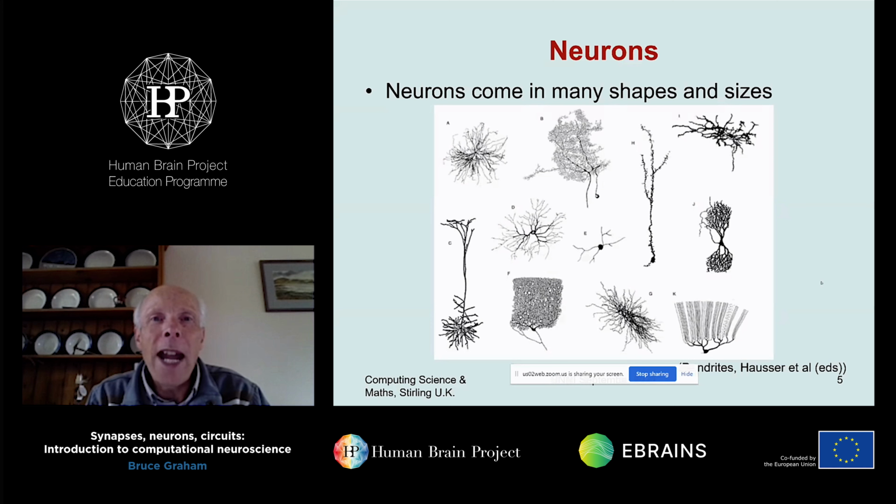So I'll start then by actually looking at individual neurons before we finally look at networks. And if you haven't seen lots of different neurons before, this picture illustrates that neurons come in all different shapes and sizes. And just looking at a picture like this, you should immediately wonder, why? Do all these different shapes actually matter?